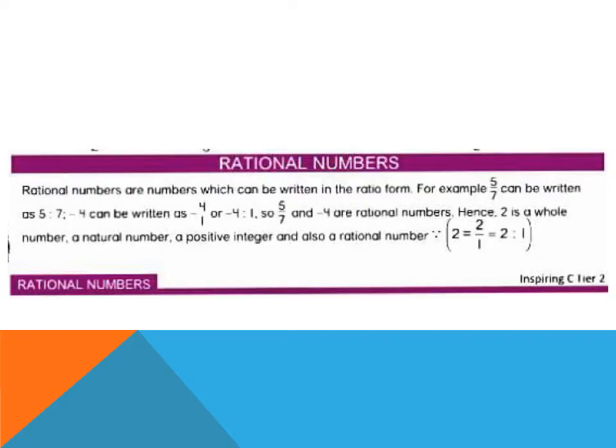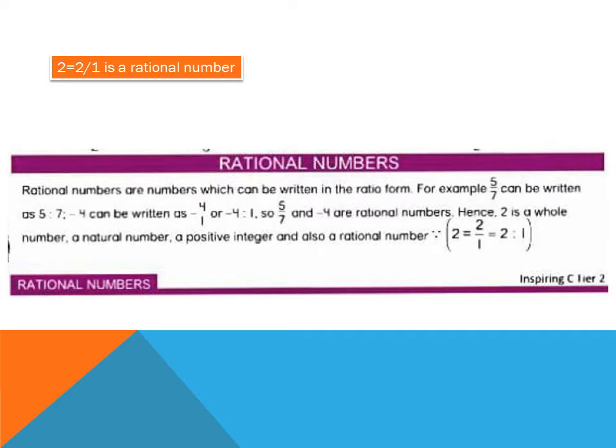So first of all, we have to understand what a rational number is. In simple words, rational numbers are nothing but any number that can be represented as a ratio, and any number that can be represented as a ratio can be represented as a fraction. So basically any number that can be represented with a numerator and a denominator, that means as a ratio, can be termed a rational number.